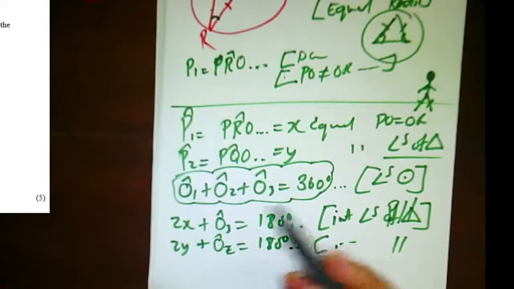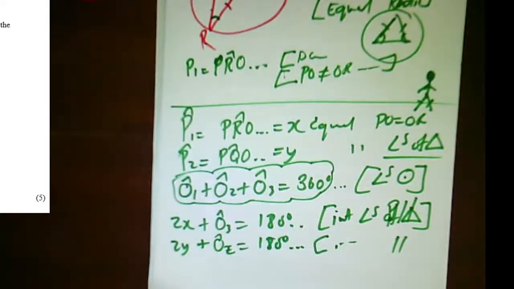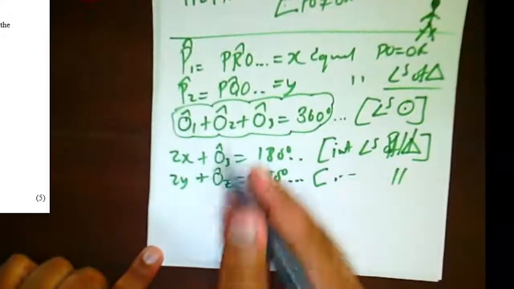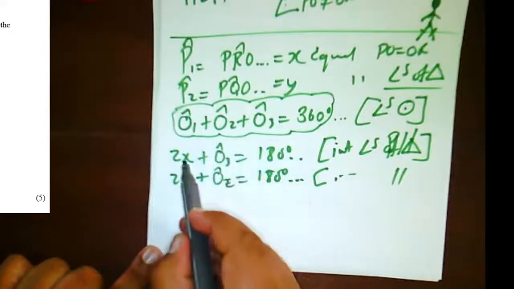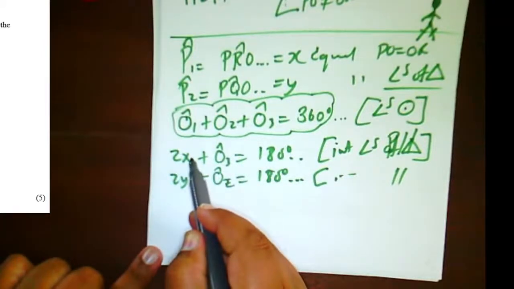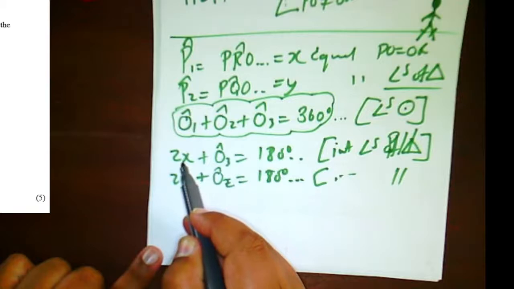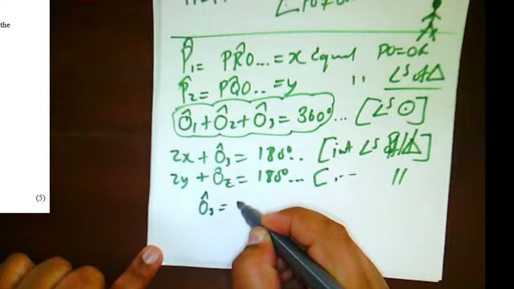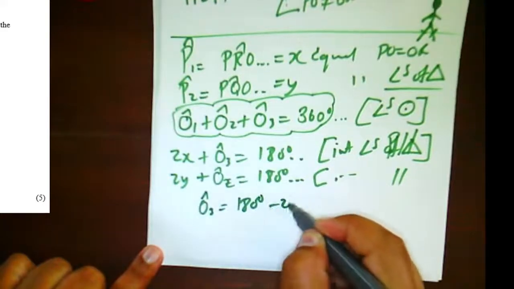And I'm going to make O3 and O2 the subject of the formula. So let's look at how we make that the subject of the formula. To make O3 the subject of the formula, I must get rid of 2x. So I subtract on both sides. Do you agree with me? Yes or no? Yes. Good. So it's angle O3 is equal to 180 degrees minus 2x.